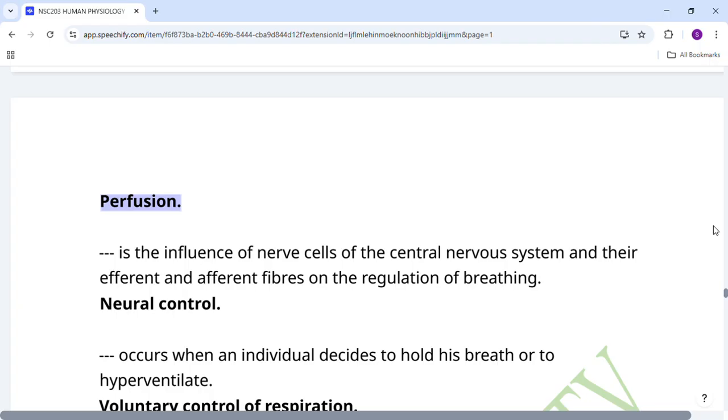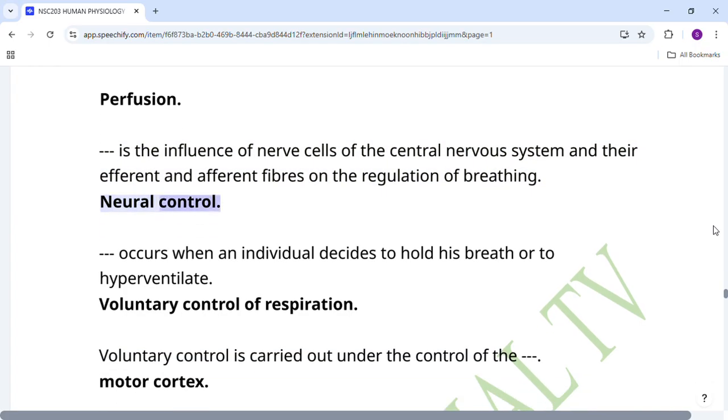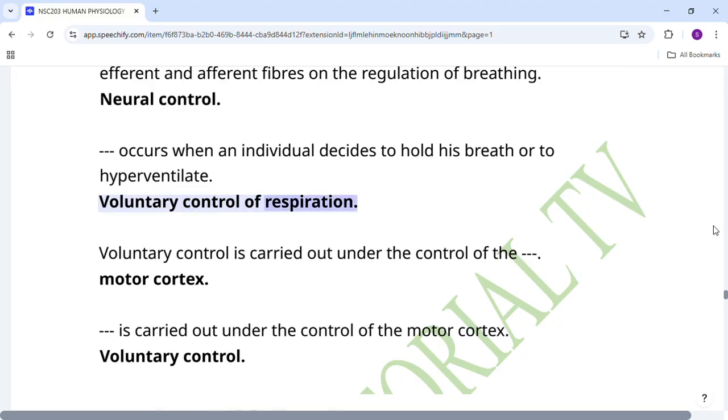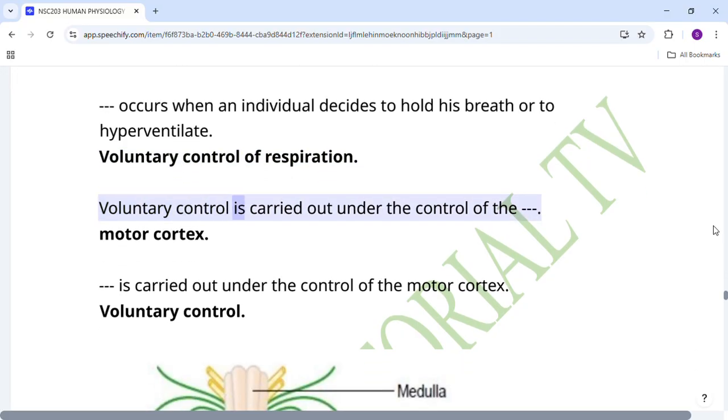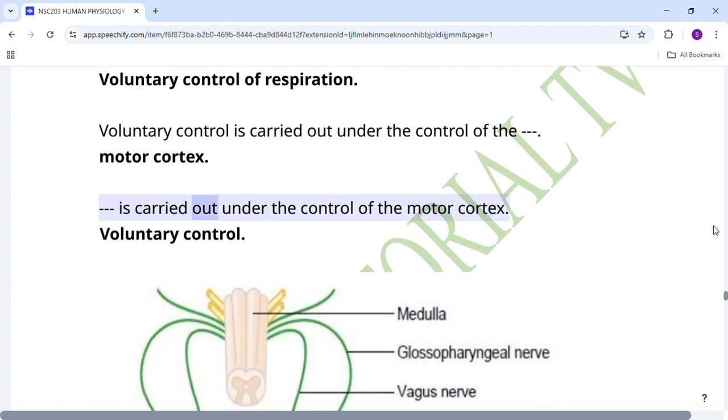Neural control is the influence of nerve cells of the central nervous system and their efferent and afferent fibers on the regulation of breathing. Voluntary control occurs when an individual decides to hold his breath or to hyperventilate. Voluntary control is carried out under the control of the motor cortex.